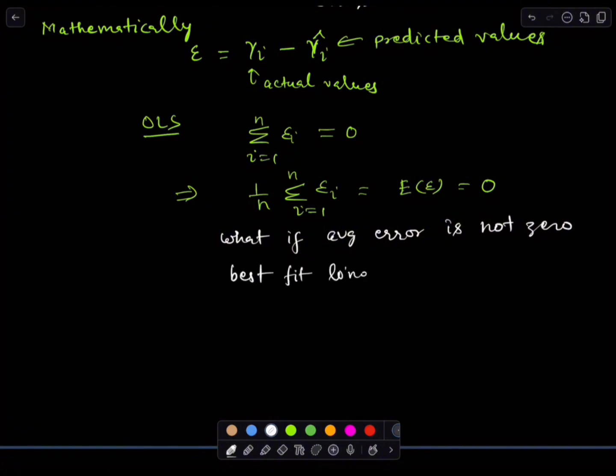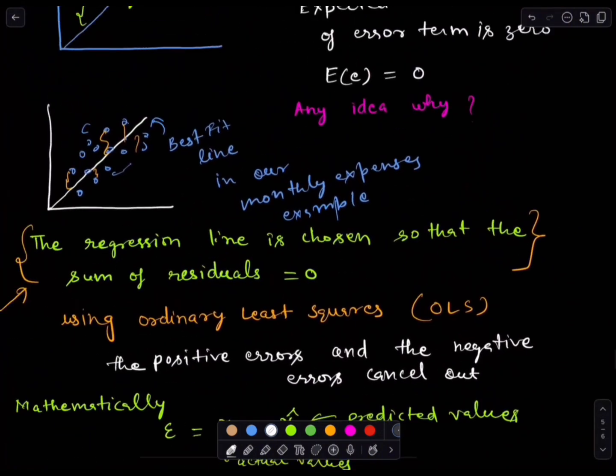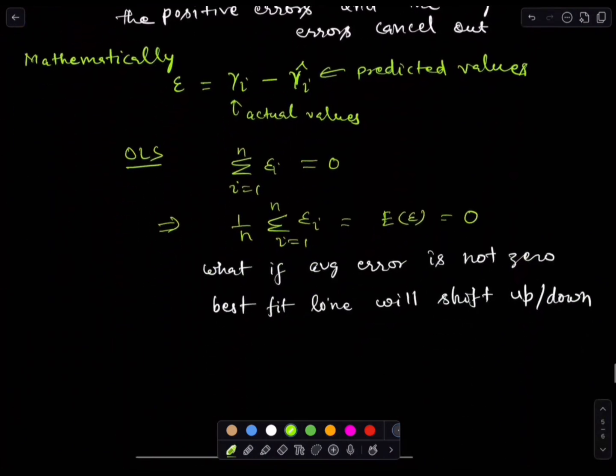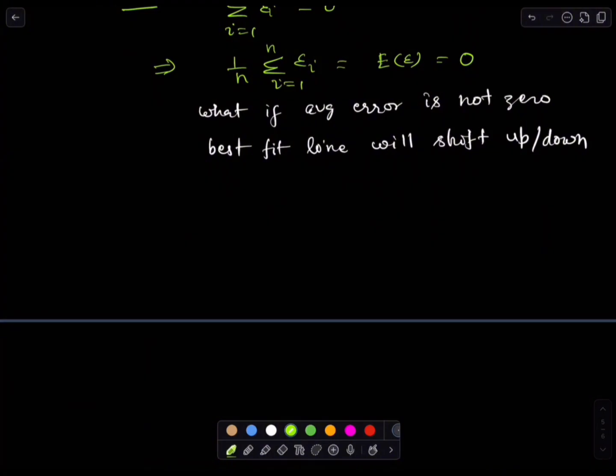So then the question is, what if the expected value of the error term is not 0? Then what would happen? In that case, your best fit line will shift, either down or up, because it has to make the sum of error terms 0.